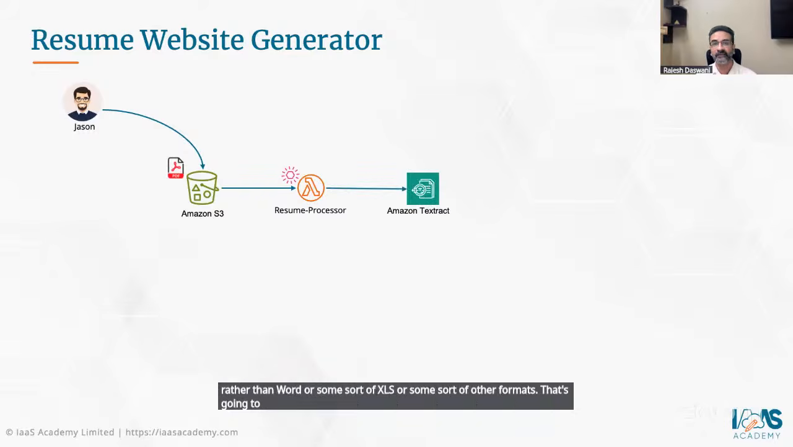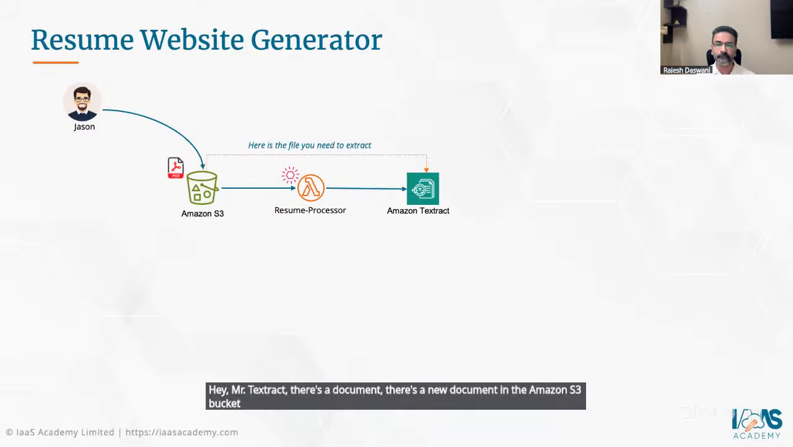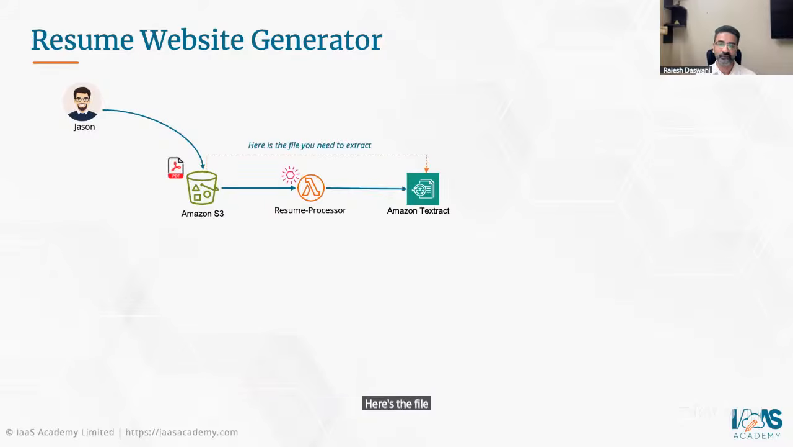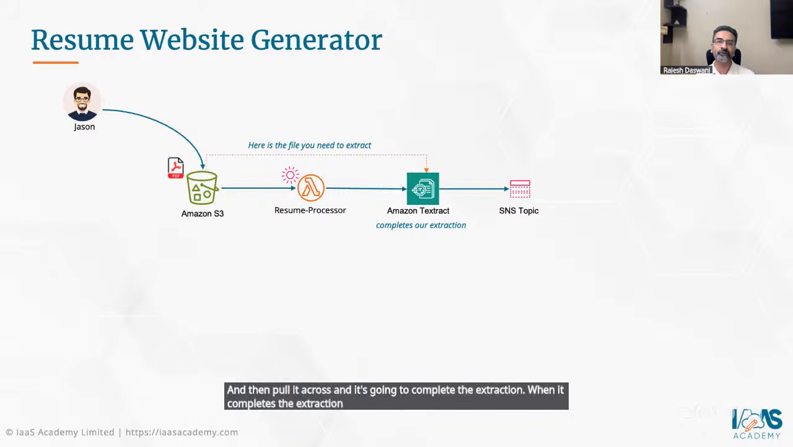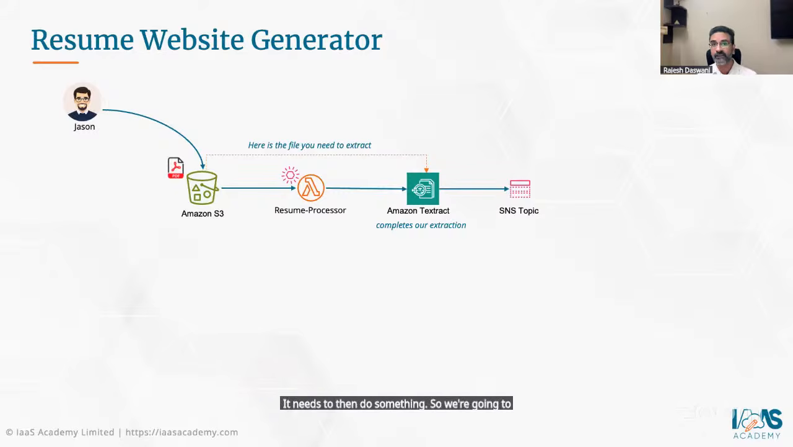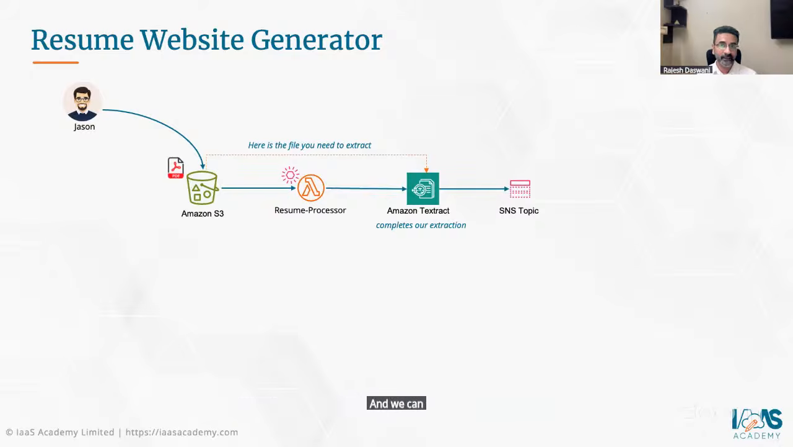That's going to go ahead and tell Textract, hey, Mr. Textract, there's a new document in the Amazon S3 bucket. Here's the file that you need to extract. Textract is then going to be able to see that file and pull it across, and it's going to complete the extraction. When it completes the extraction, it needs to then do something. So we're going to use SNS so that I can send out a notification to say, hey, I've completed the extraction. Here's the data. And we can then use another Lambda function to be triggered by that notification.